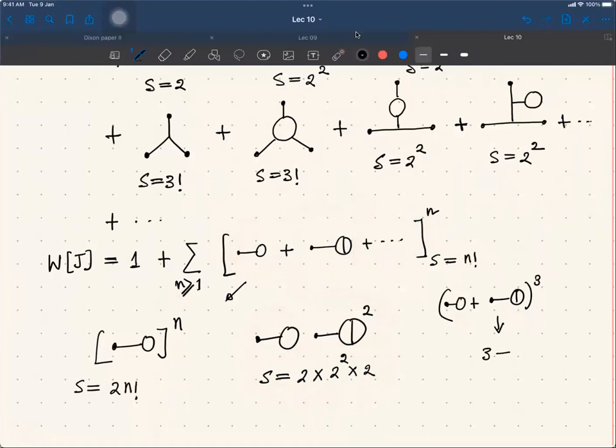3 times this times this is what this diagram is. And in front of it, because of this power 3, there is a symmetry factor of 1 by factorial n, so this is 1 by factorial 3.